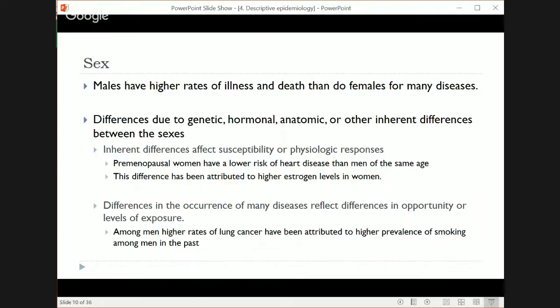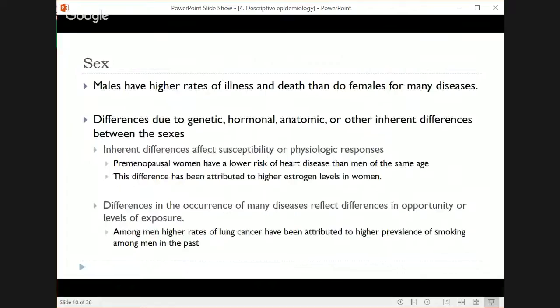For example, premenopausal women have been shown to have a lower risk of heart disease than men of the same age. The reason is that women have higher estrogen levels. They don't totally understand the mechanism, but they think there's something about estrogen that protects against heart disease.